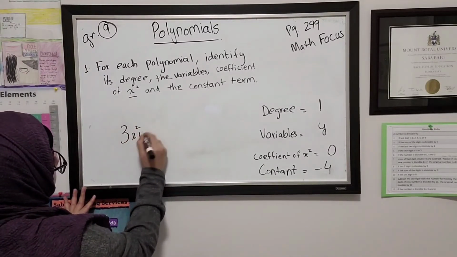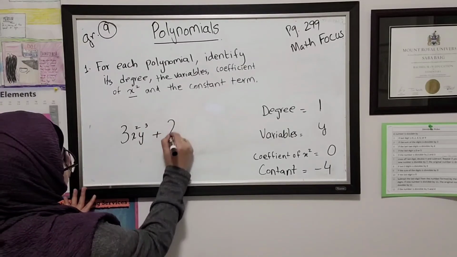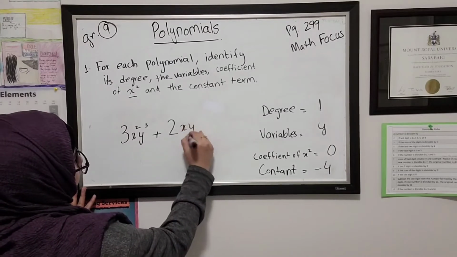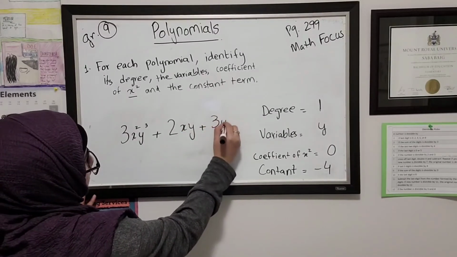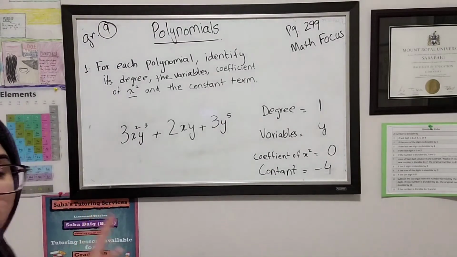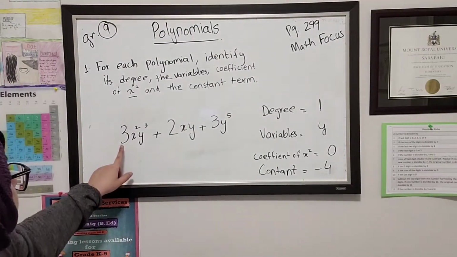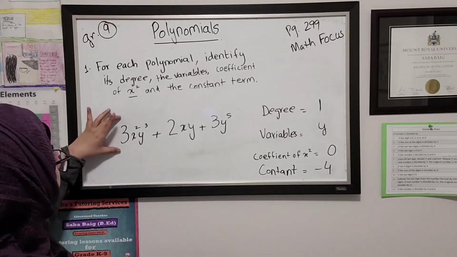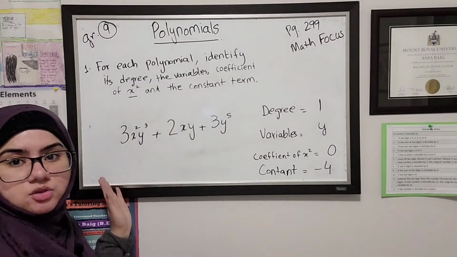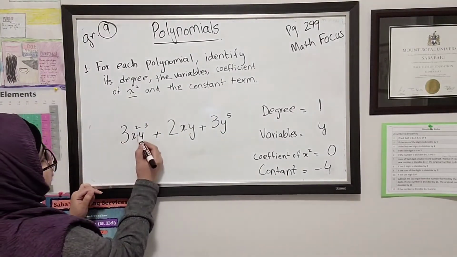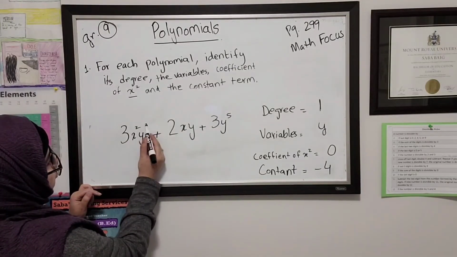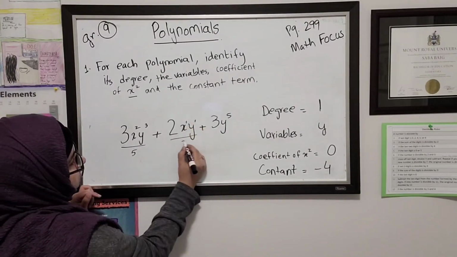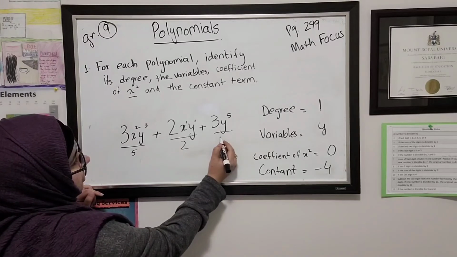3x squared y cubed plus 2xy plus 3y to the 5. Okay, let's do this example. Let's find the degree of each individual term. I gave you 3 terms. To find the degree of a term, you need to add the exponents of the variables. So 2 plus 3 is 5. So the degree of this term is 5. The degree of this term is 1 plus 1, so 2. And the degree of this term is also 5.